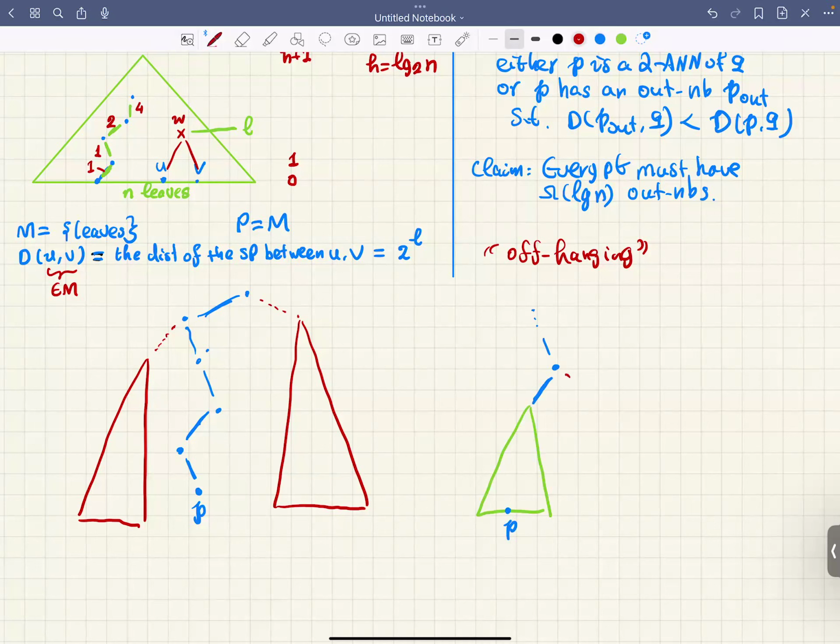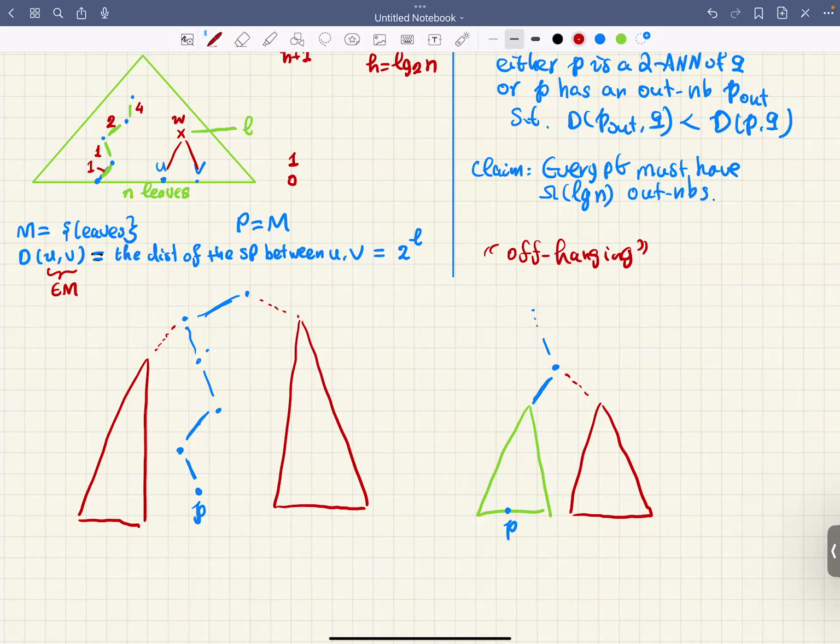I have a beautiful idea: my graph has no out-neighbor for this guy P. So in this off-hanging subtree, you see what I'm saying? If you compare these two figures, you can see that this blue node can be any ancestor here, and this will make sense. Okay, good.